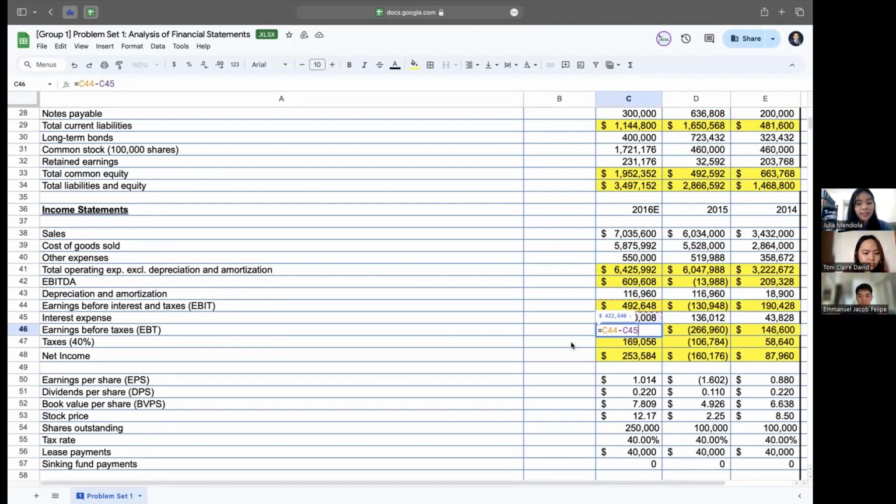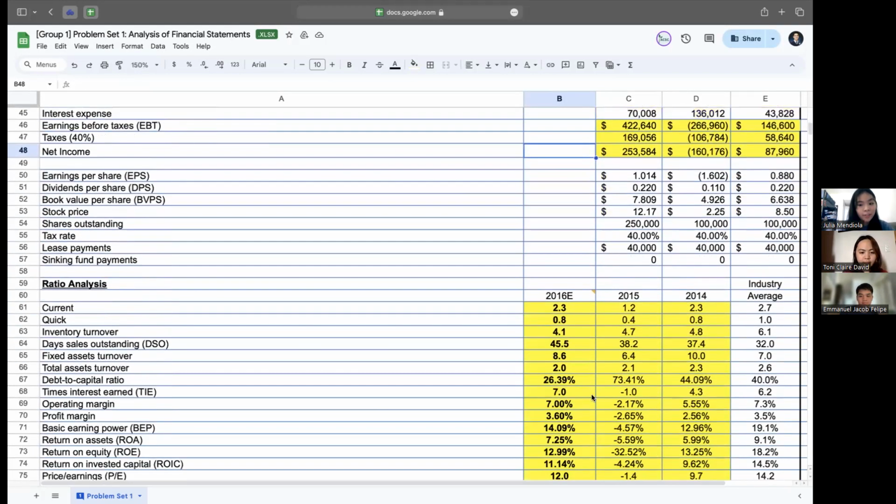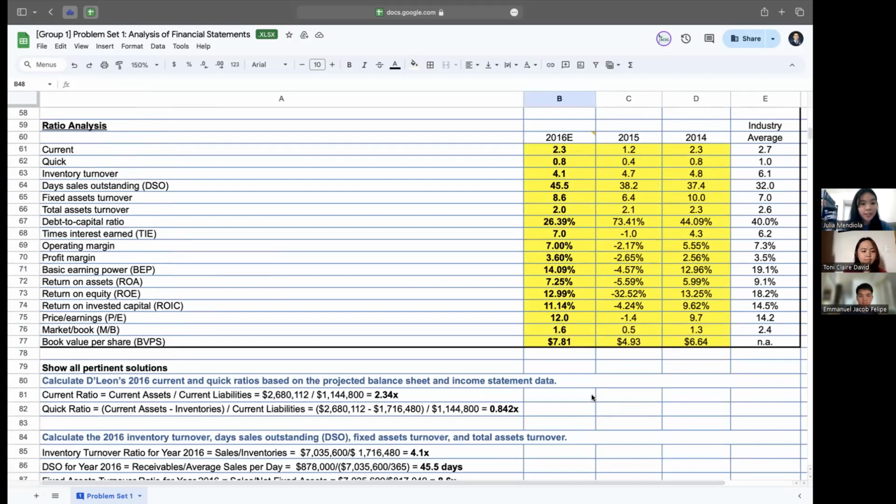Then to solve for the taxes, we just get the EBT times 0.4, since the tax rate is 40%. Then finally, to get the net income, we just subtract the taxes from the EBT. And that is it for the income statements. So moving on, we can now answer the ratio analysis.